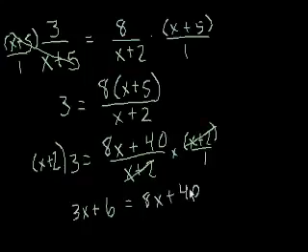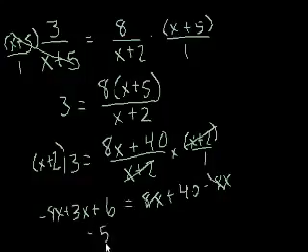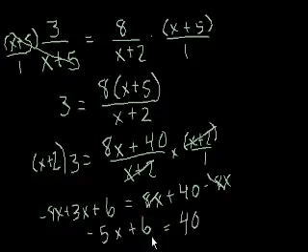And this is now a level 3 problem. Well, if we subtract 8x from both sides, minus 8x, minus 8x. Well, on the right-hand side, the 8x is canceled out. On the left-hand side, we have minus 5x plus 6 is equal to, on the right-hand side, all we have left is 40. Now we can subtract 6 from both sides of this equation.